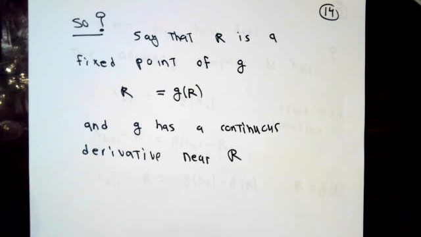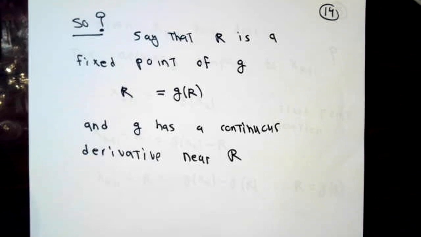So what does this have to do with anything? In particular, what does this have to do with what we were talking about, which was fixed points of functions and fixed point iterations? Let's suppose that capital R is a fixed point of some function g. That is to say, R equals g of R. Also, I'm going to assume that g has a continuous derivative, if not for all x values, at least for x values that are close to R.